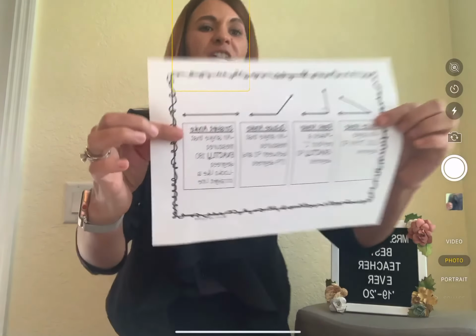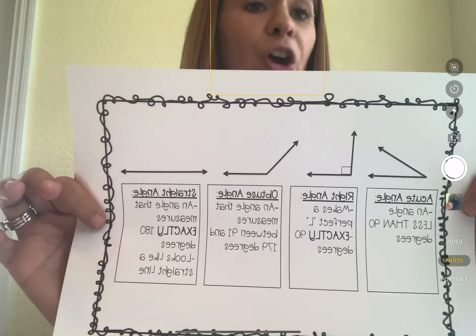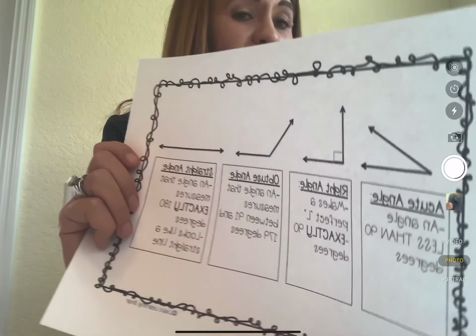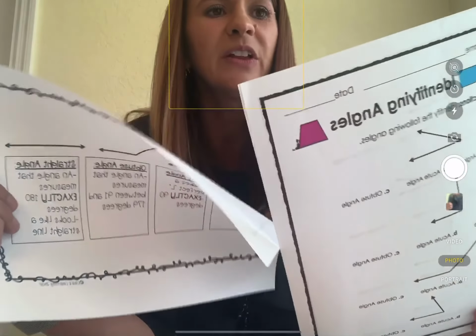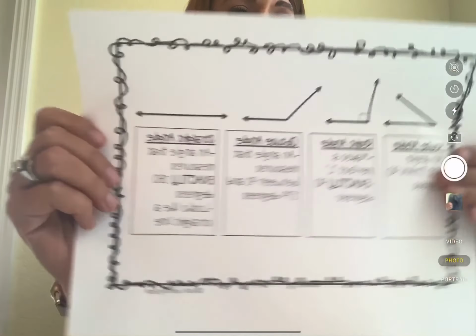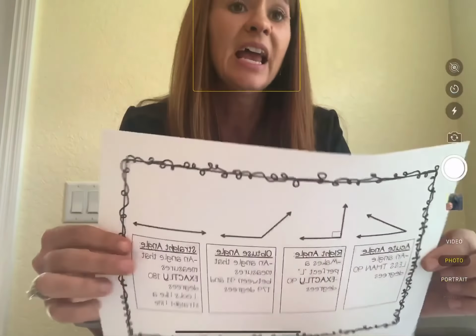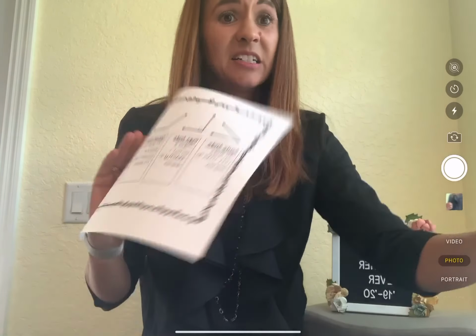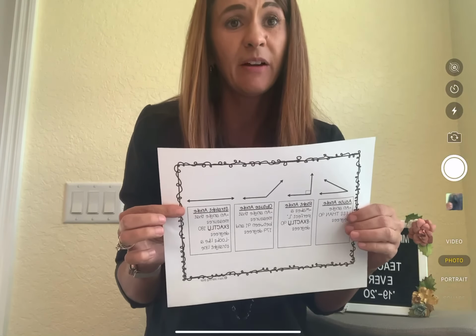And for my students who have an IEP or may need some special interventions, I would have them keep this chart with them at first, especially when they're working with this sheet, until they get really comfortable identifying the different types of angles. And then I would ask them to try and identify without their reference sheet. So I appreciate you listening to my lesson.